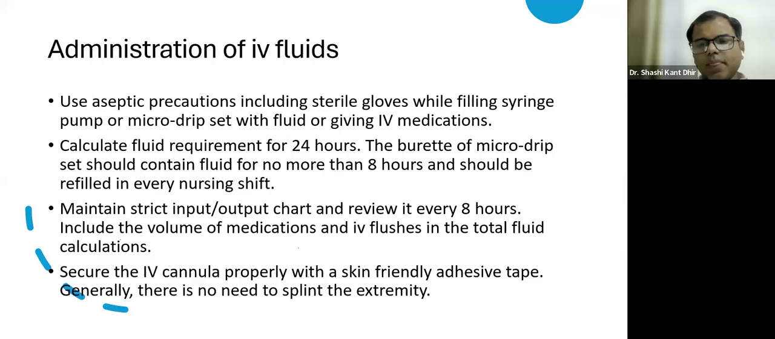Not only that, we should secure the IV cannula properly with a skin-friendly adhesive tape, taking care that skin barriers and hygiene are maintained, and the skin is not breached. And it is not a uniform practice to use a splint unless we have put the cannula on a joint. If we are putting the cannula on a joint, then we may need to splint it. But as a routine, it is not recommended to use a splint in all the neonates and all the cannula sites, right?